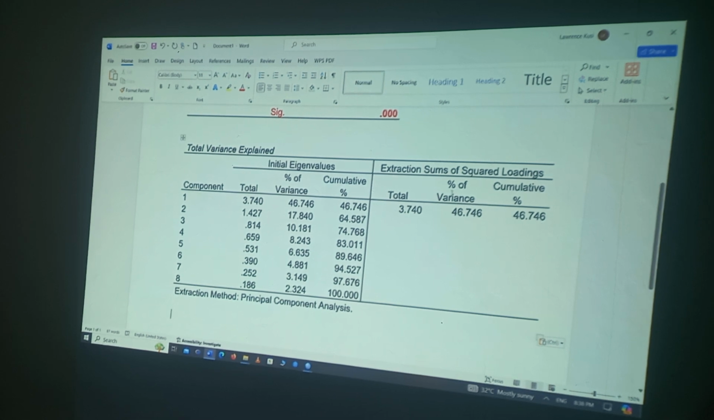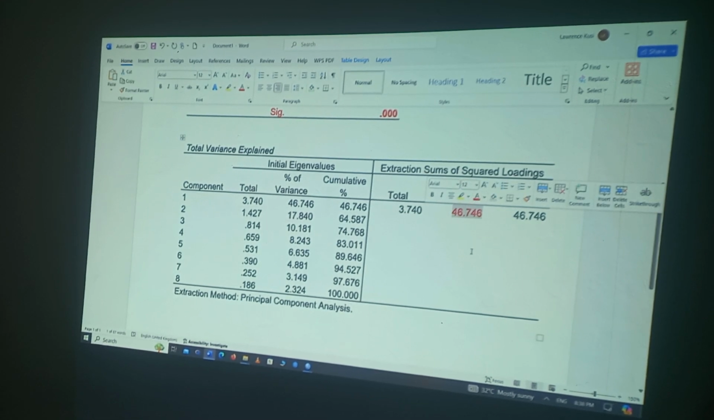Okay. Remember, I mentioned percentage of variance. Do you remember? Percentage of variance, to check common method bias. Less than or equal to 50 for SPSS. So look at yours. What did we get? Percentage of variance. Yeah, 46.746. So is there a threat of common method bias? No, because it is less than 50%.